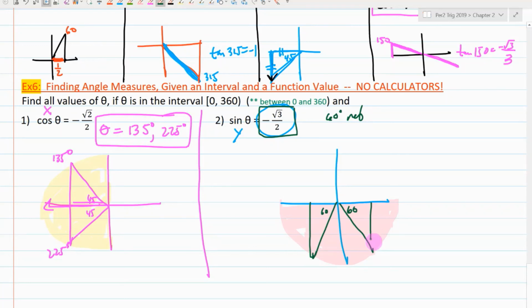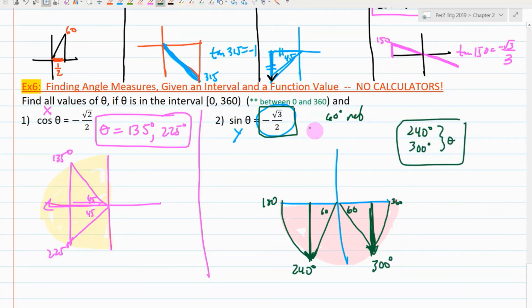Okay. So those 60-degree reference angles give me the long leg for the y, and it's negative because it's pointing downward. Okay, so if this is 60 degrees here, and that's 180, then this is 240 degrees. And if this is 360 and this angle is 60, then this is 300 degrees. So those are theta that give me that. This will definitely take more practice, but we will be doing this all year long.